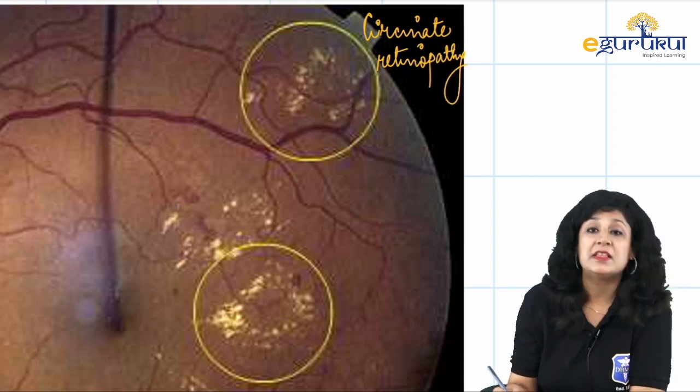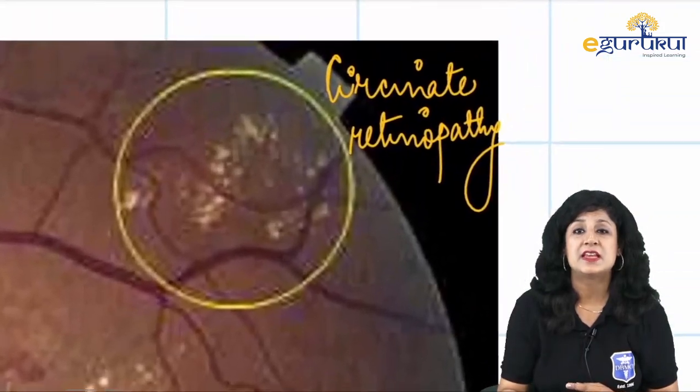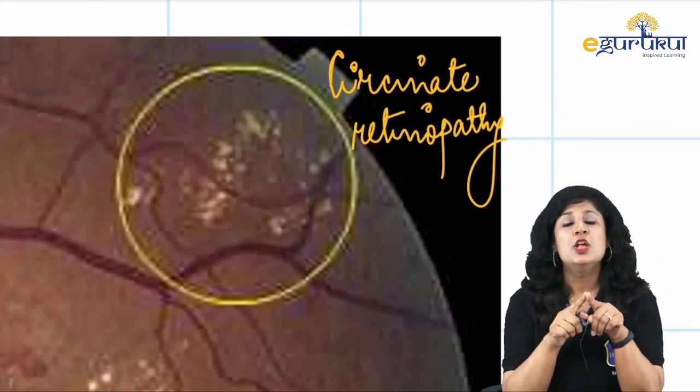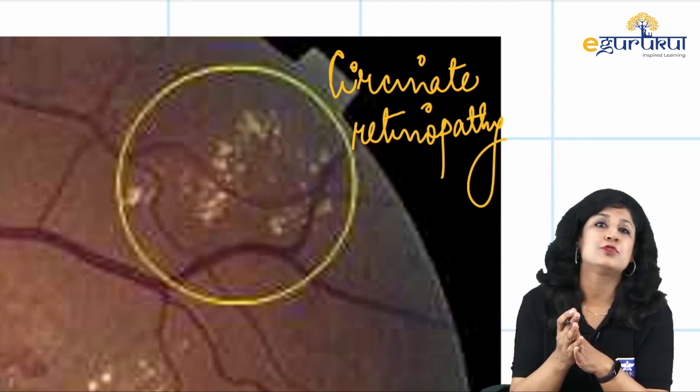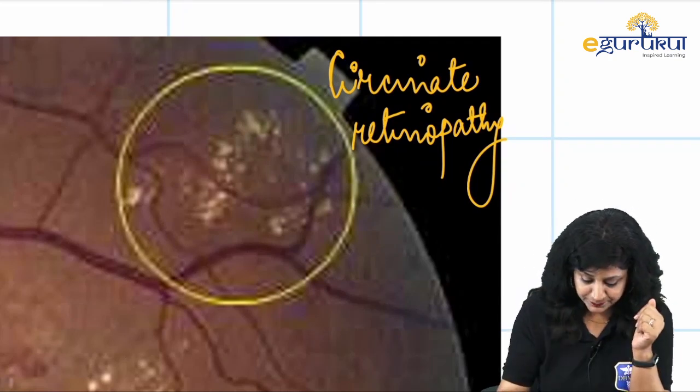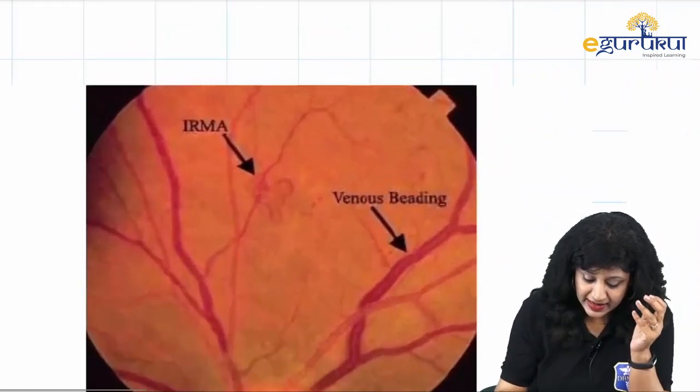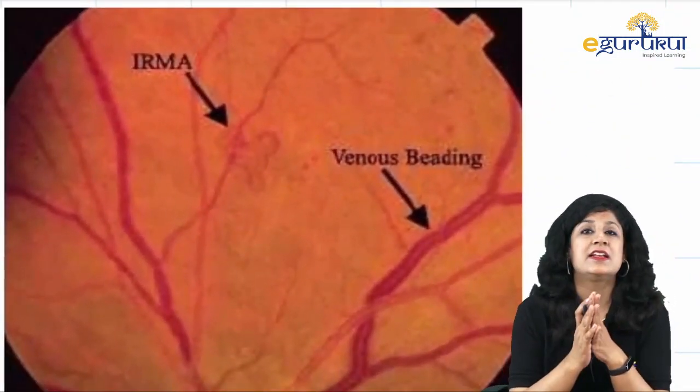It is nothing but the hard exudates which are present in this ring-like fashion. So whenever they are talking about the circinate retinopathy, you always have to think about diabetes. Okay. Now next, what are the other things that we can see?